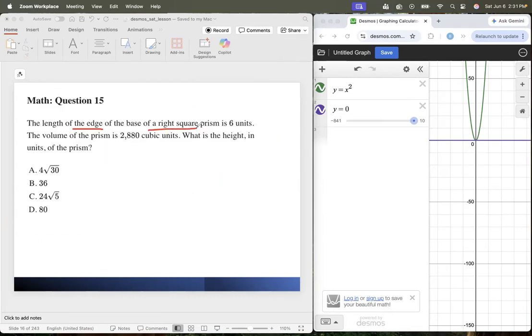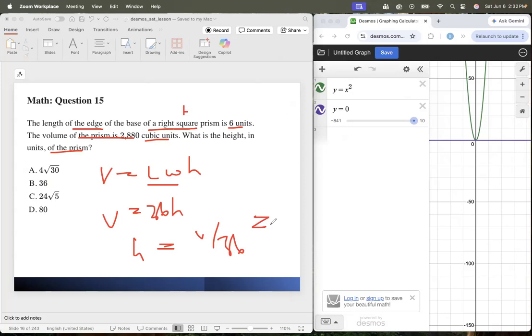The edge of the base of a right square prism is 6 units. The volume of the prism is 2880 cubic units. What is the height, in units, of the prism? You can find the formula in the formula sheet provided to you by the College Board. It's straightforward. The volume is the length times the width times the height. But the length times the width is the same because it's a square. And therefore, 36 times the height is the volume. Height is equal to volume over 36. And then you can put in your answer choice, 2880 over 36.